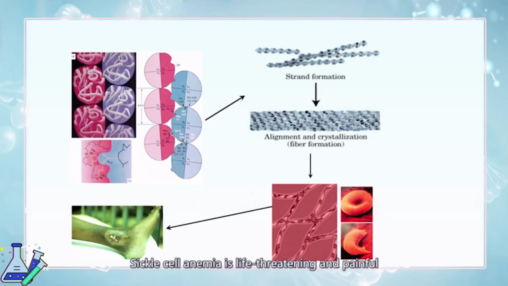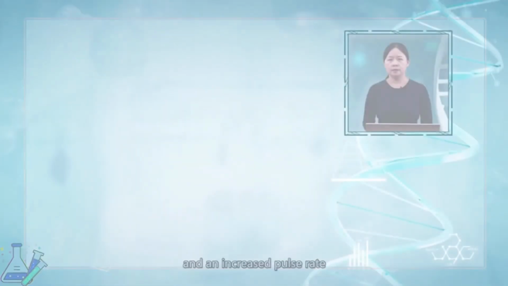Sickle cell anemia is life-threatening and painful. People with this disease suffer repeated crises resulting from physical exertion. They become weak, dizzy, and short of breath, and they also experience heart murmurs and an increased pulse rate.